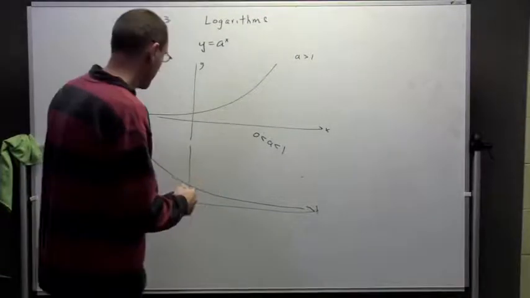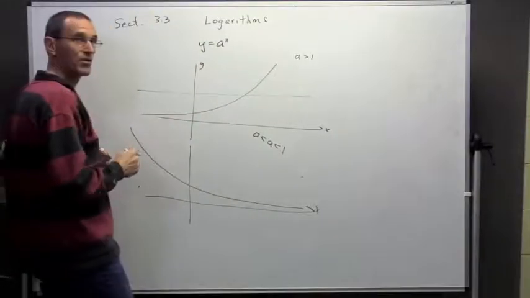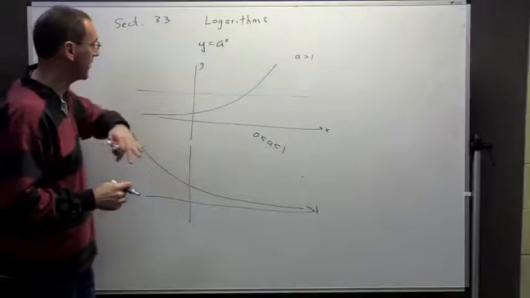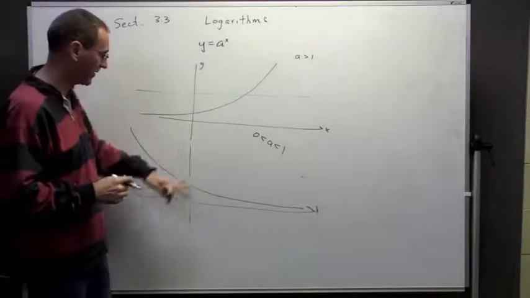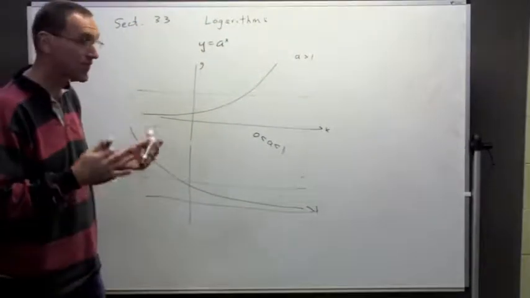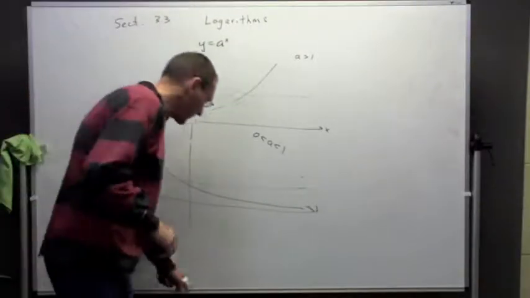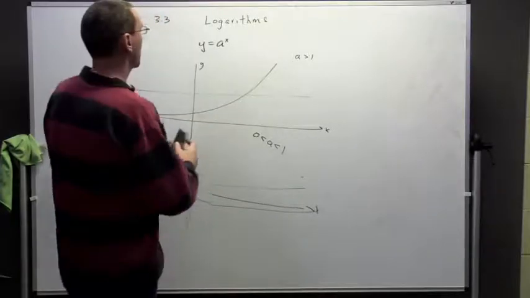Now, in either one of these cases, it's important to note that these functions are 1-to-1. There's no place where I can find two values of x that give me the same value of y. So these things are 1-to-1, which means the inverse exists. Okay? So now that we know the inverse exists, we've got to try to figure out what it is.